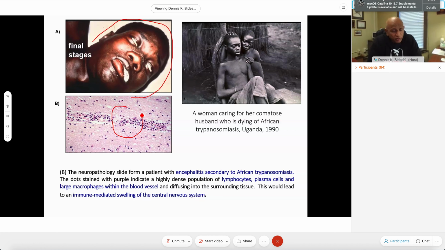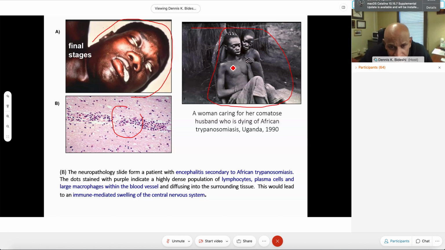Now, don't get me wrong. You can treat this in the early stages. It might be difficult to treat in some individuals, but generally for any disease, the primary stages are the best time to treat. Here's another picture. This was taken in Uganda in 1990. There's a woman taking care of her husband who's dying. And again, these are terrible conditions because there's a point of no return. There's so much damage in the brain. The person slips into coma and then they die.